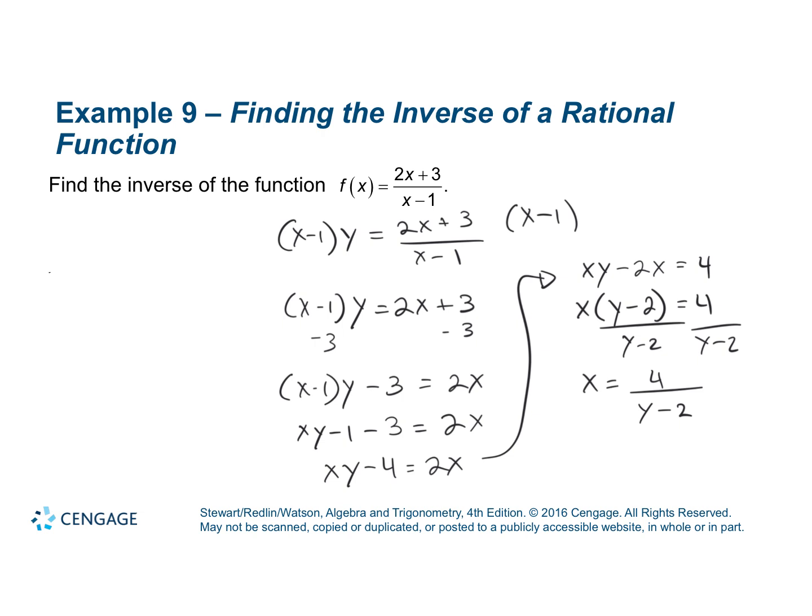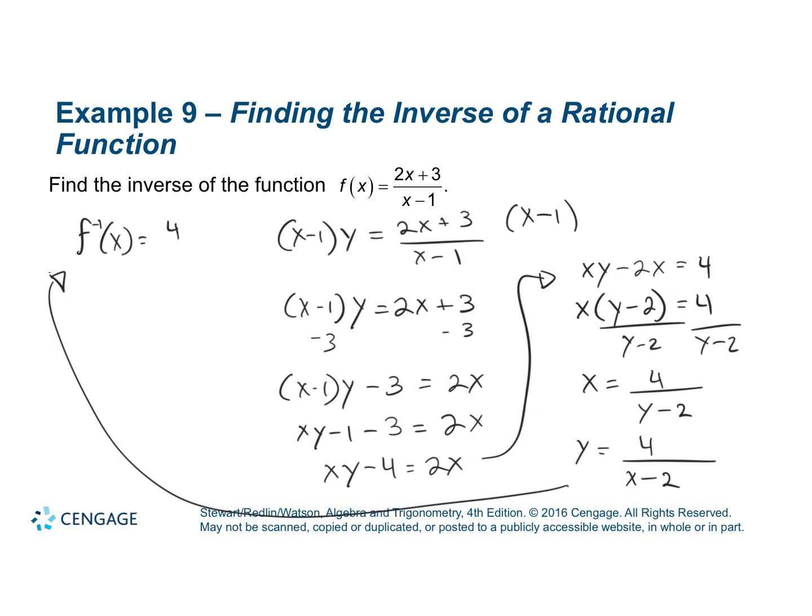Now that I've solved for x, I can rewrite it with the y. So I'm left with y equals (x plus 3) over (x minus 2). And as the last step, I'm going to write it in function notation as f inverse of x equals (x plus 3) over (x minus 2).